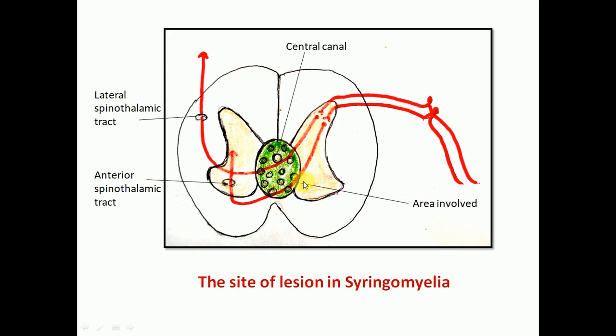So what tracts can be involved? Here the crossed as well as uncrossed anterior and lateral spinothalamic tracts can be involved. So what can occur? It causes bilateral loss of pain and temperature sensation below the level of the lesion. In the case of above the level of the lesion, there are chances that some sensation remains preserved. So that condition can also be called dissociated sensory loss. So this is about syringomyelia.